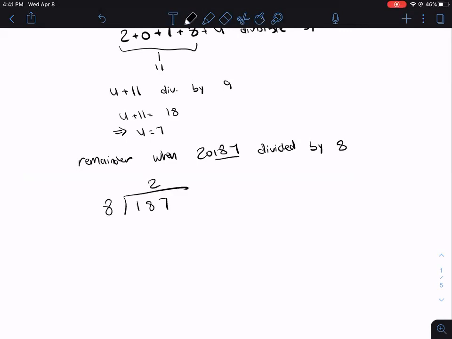So now we just divide. So this is 2, this is 3, 24, 3. So the remainder is 3. So the answer is 3. Okay. Does this make sense to everybody?